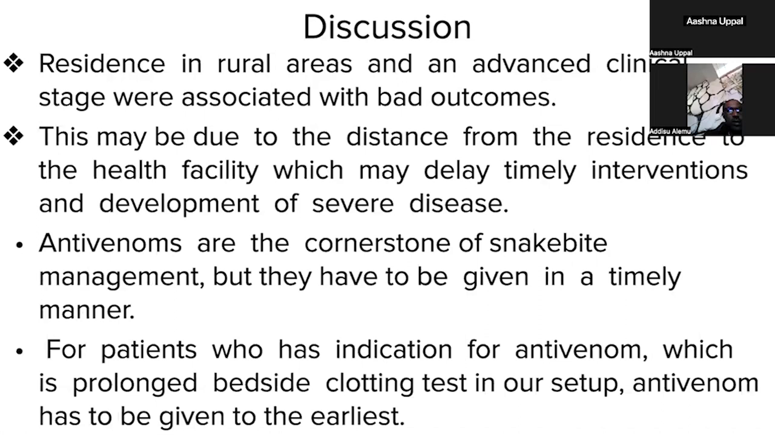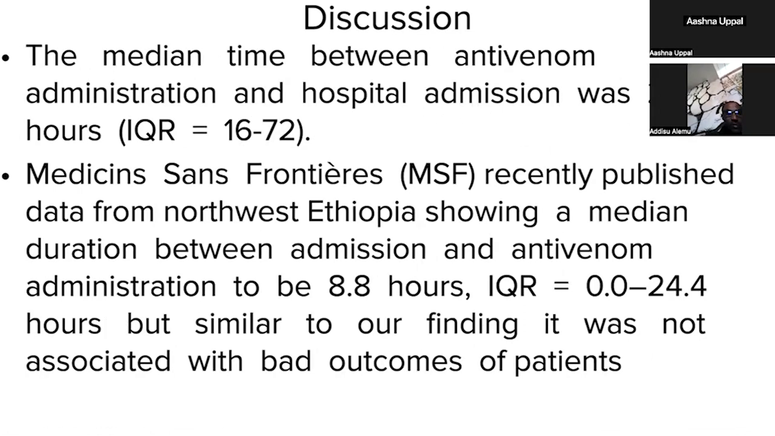Next slide, please. Residents in rural areas and advanced clinical stage were associated with bad outcomes. This may be due to the distance from the residents to the health facilities, which may delay interventions and lead to development of severe disease. These are some of the limitations.